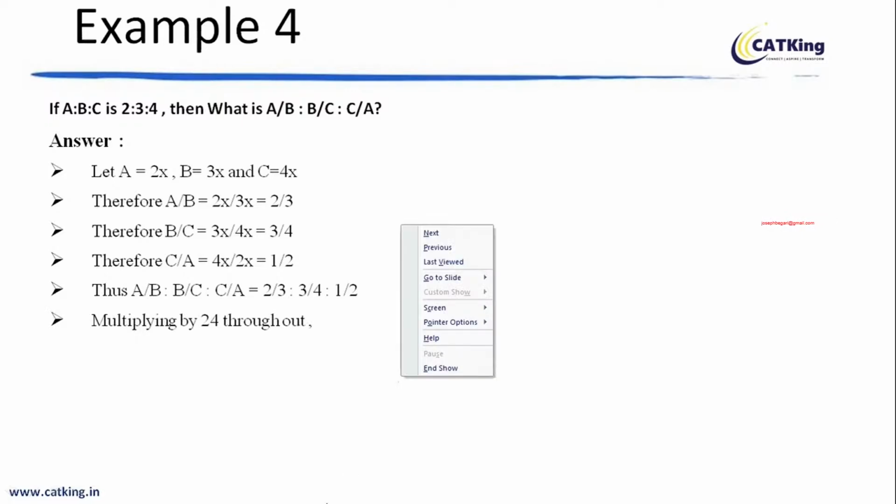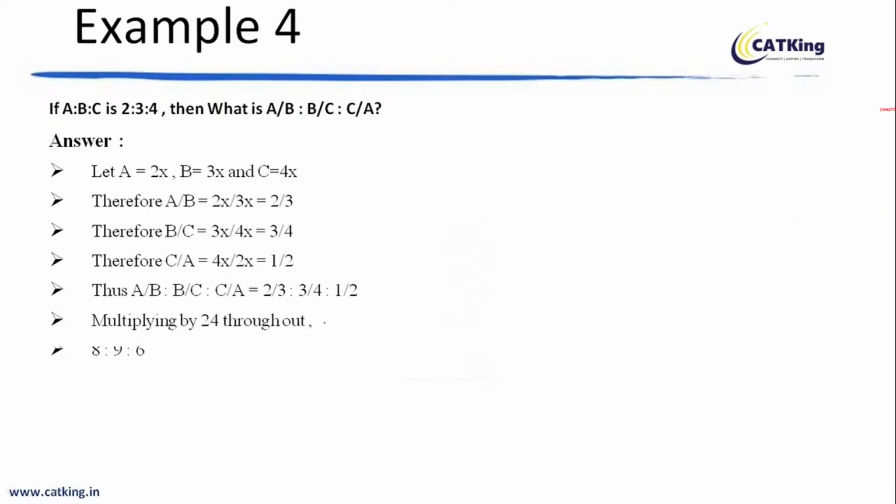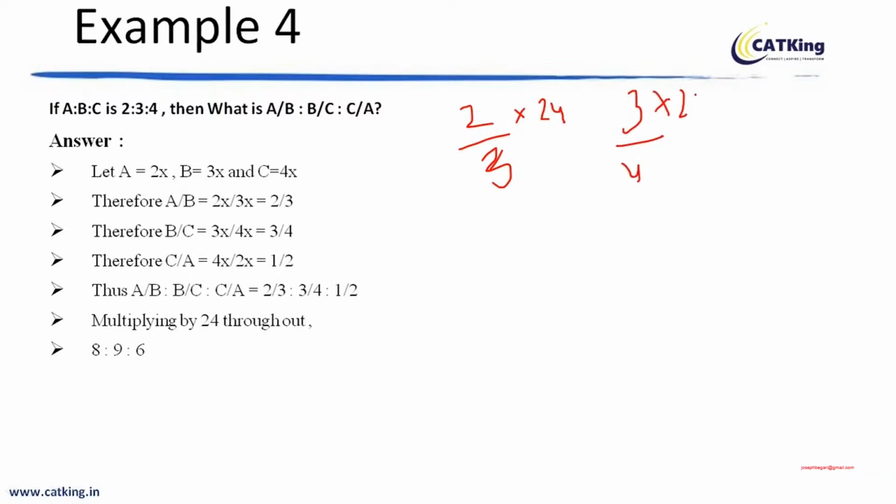So we multiply 24 throughout. We get 8 is to 9 is to 6. How did we get that? 2 by 3 into 24, 3 by 4 into 24, 1 by 2 into 24. Okay, let's see, is it correct or not? Just a second. So 2 by 3 into 24. This is 3 by 4 into 24.